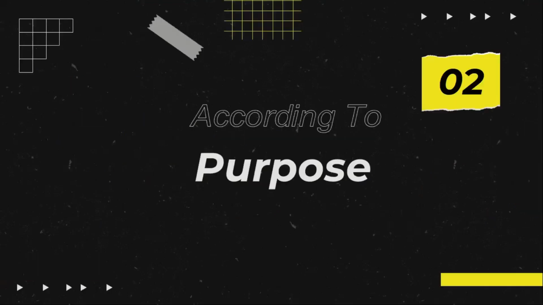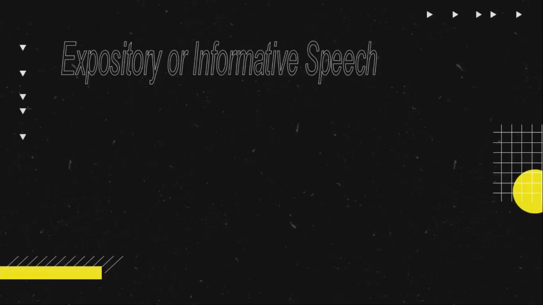Let us see what are the different purposes of speeches. We have two types. These are the expository speech and the persuasive speech. The expository has subtopics, same with persuasive. They also have different types. So let's begin with expository, or we can also say informative speech.